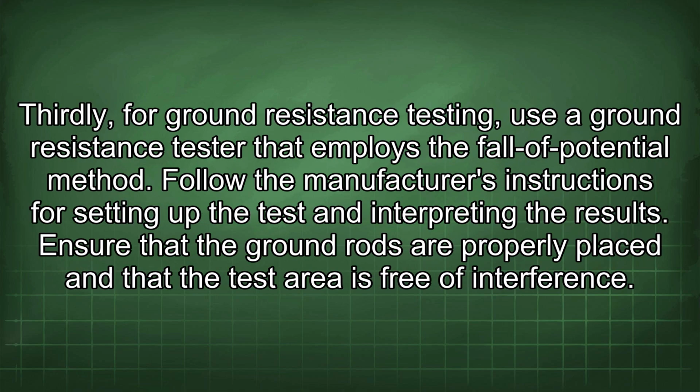Thirdly, for ground resistance testing, use a ground resistance tester that employs the fall of potential method. Follow the manufacturer's instructions for setting up the test and interpreting the results. Ensure that the ground rods are properly placed and that the test area is free of interference.